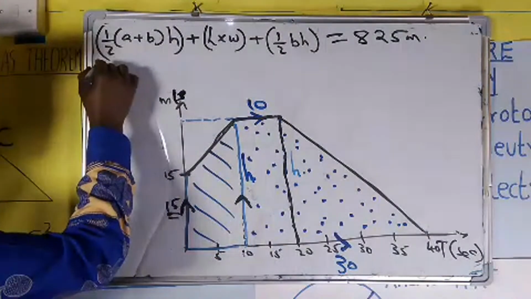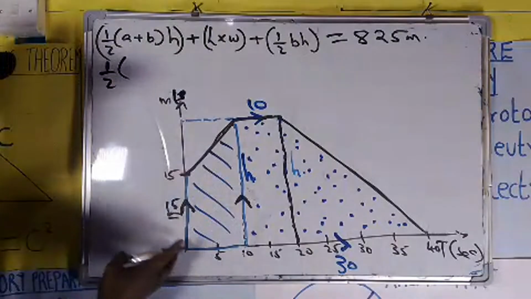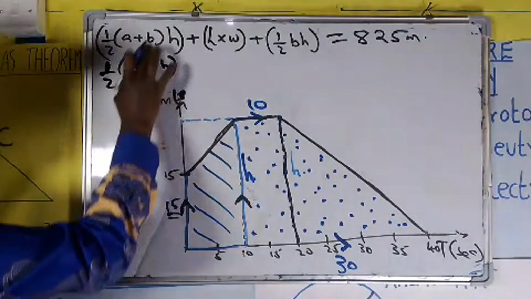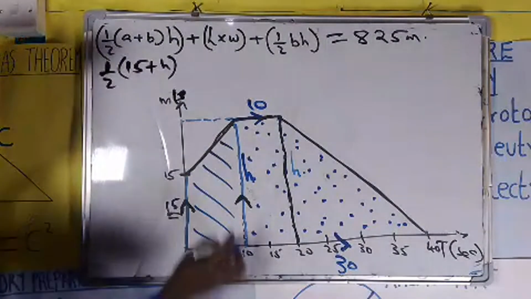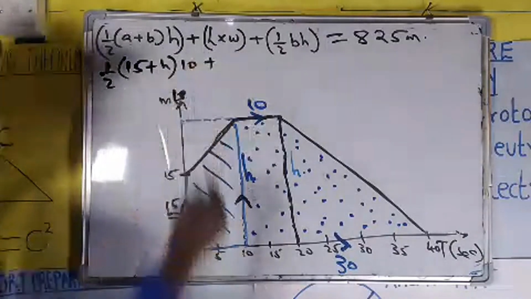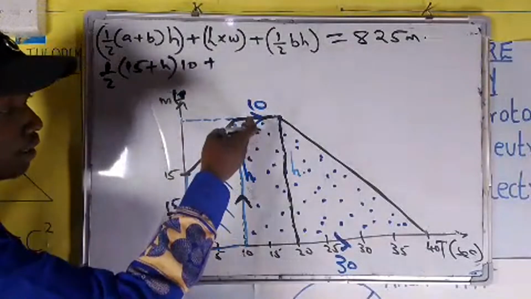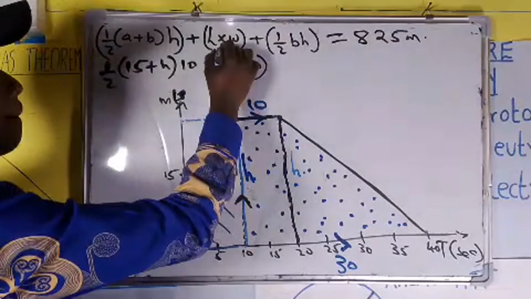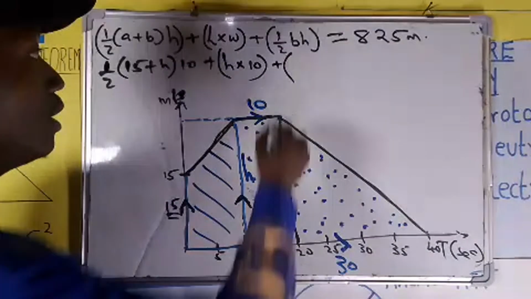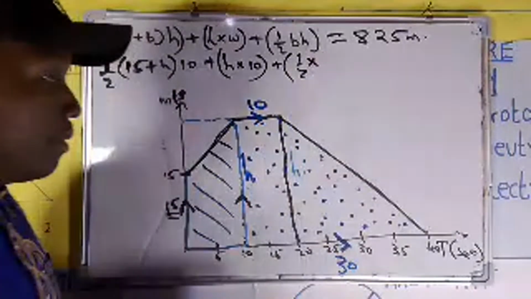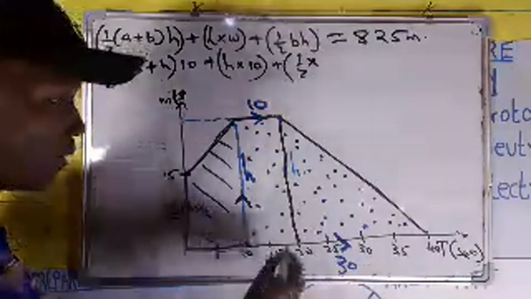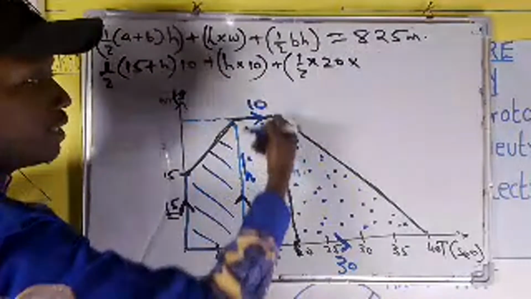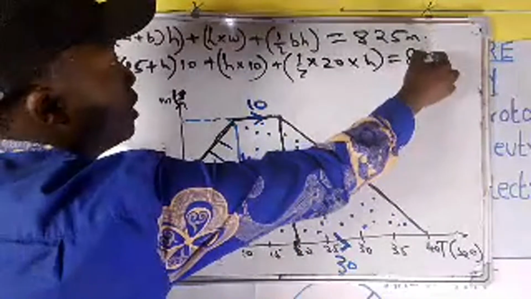So we said it will be a half into bracket a plus b, which is 15 plus h, into bracket b is our h. So don't confuse. This other h is 10. Plus length times width. Our length we don't have, it is h, times width is 10. So it will be h times 10 plus our triangle, a half times base. Base is from 20 to 40. So you see it ends there. So from 20 to 40 is 20, times h, our height, is equal to 825. That will also give us the answer.